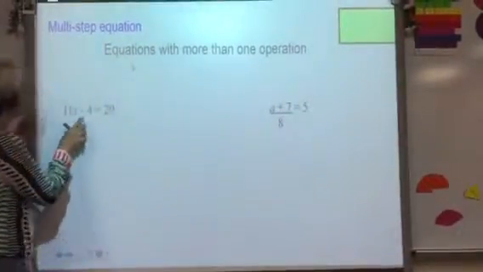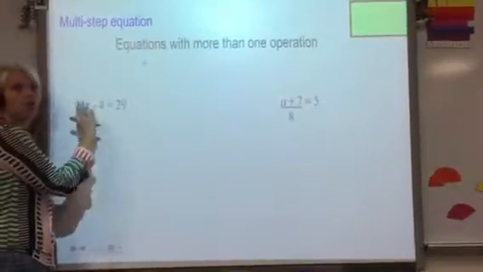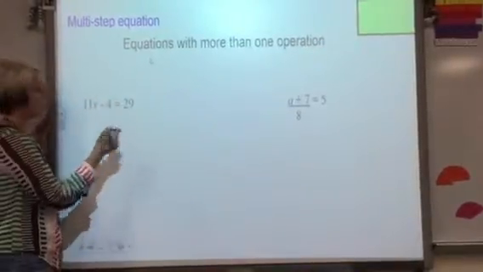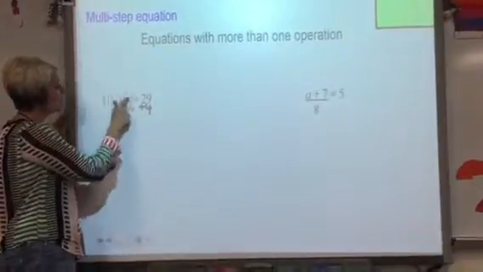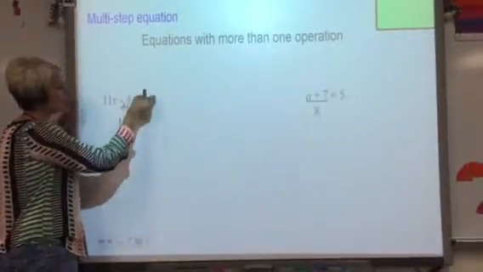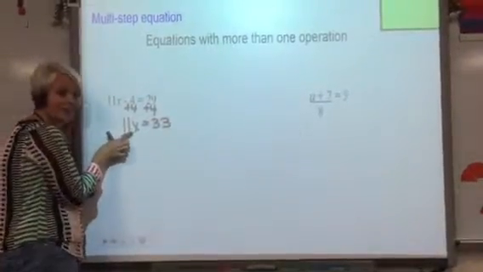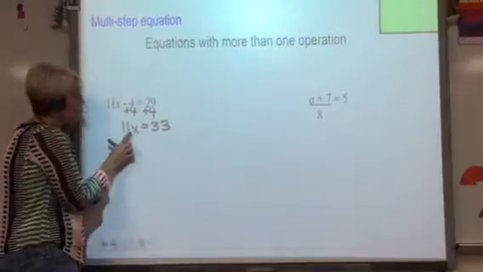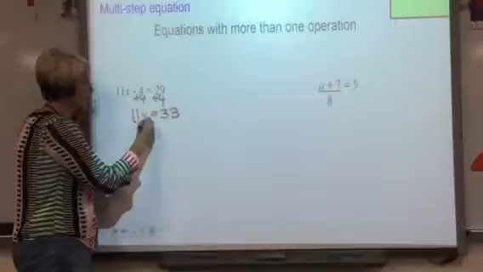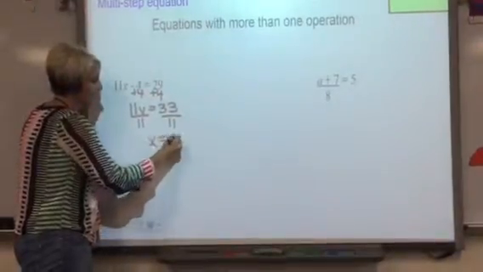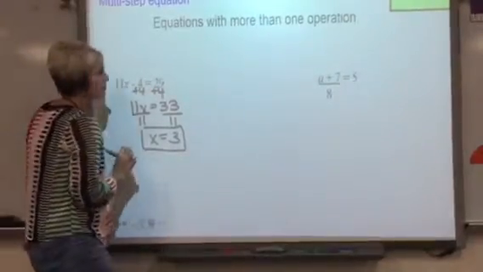In this example, we look first at what is being done to the variable, and you see this is subtracting 4. So we do the inverse or the opposite of subtracting 4. We're going to add 4 to both sides. Once again, I like to work vertically. What's left on this side is 11x. On the right side, you take 29 plus 4, and that would be 33. Now x is not by itself yet, so we're not done yet. What's being done to x is being multiplied by 11, so we do the inverse or opposite. We divide by 11, and we get x is equal to 3. And now we can definitely plug this back in and check it and make sure that we are correct.